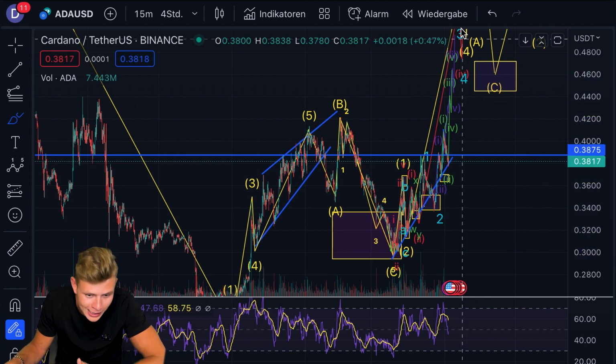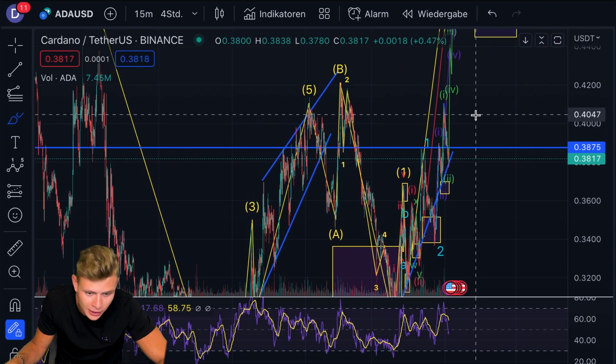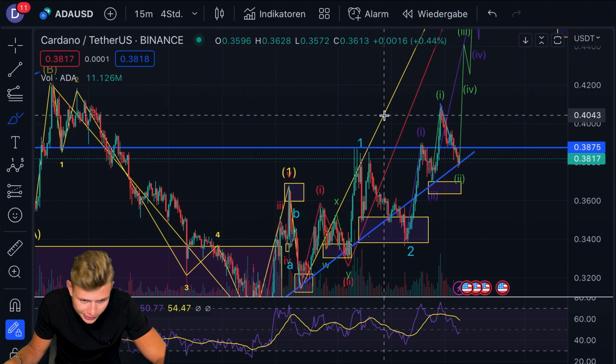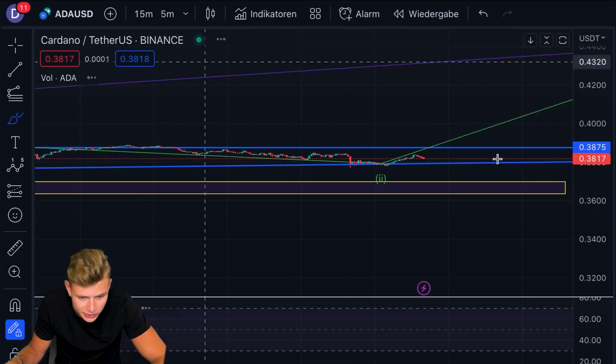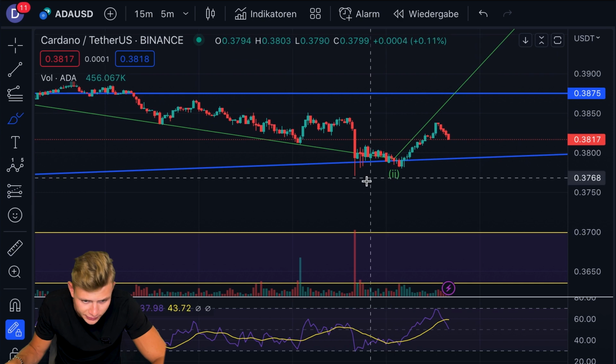But for now, I will still stick to the opinion that it's going higher from now, or at least it prepared its way for it to go higher. So I will look at the smaller time frames, how we are coming up now. It's very important for me.